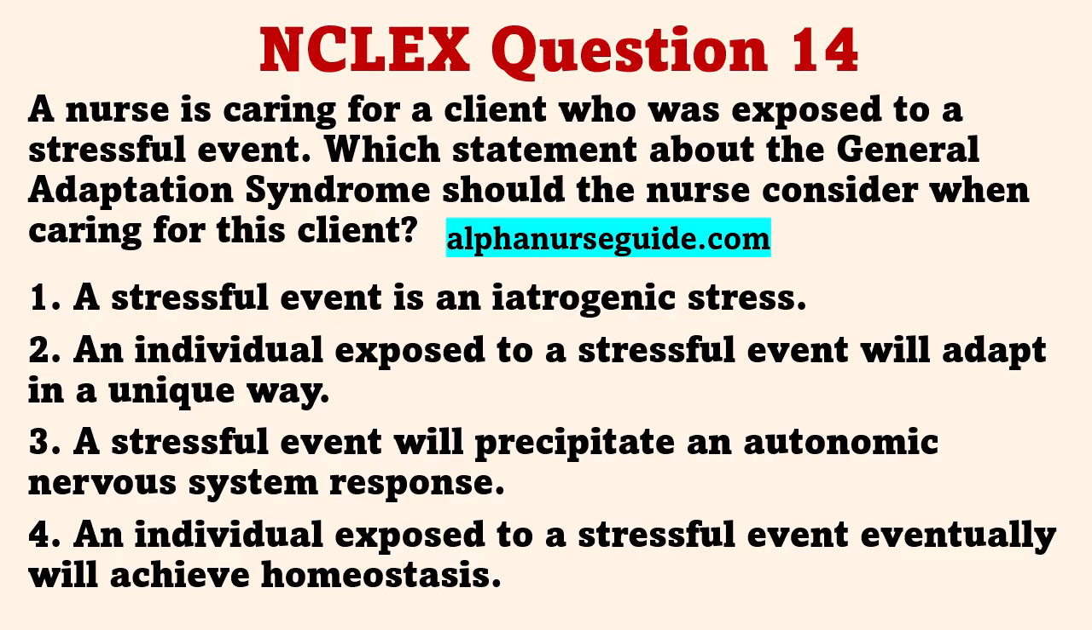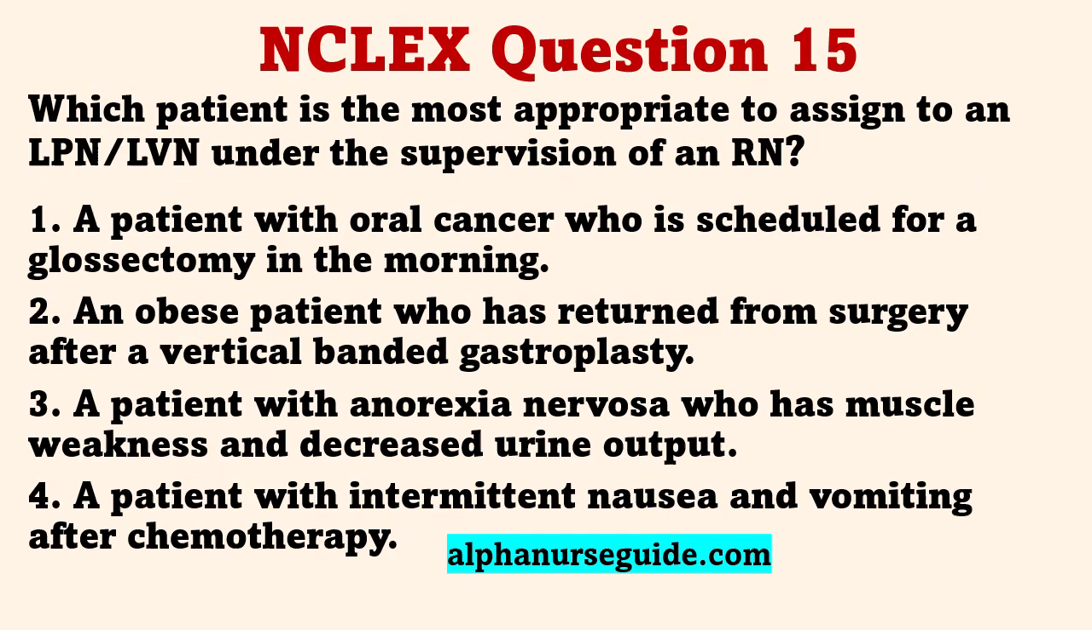The correct answer is 3. A stressful event will precipitate an autonomic nervous system response. Rationale. Stressors precipitate the general adaptation syndrome, which is a neuroendocrine response and part of the autonomic nervous system. Which patient is the most appropriate to assign to an LPN/LVN under the supervision of an RN?